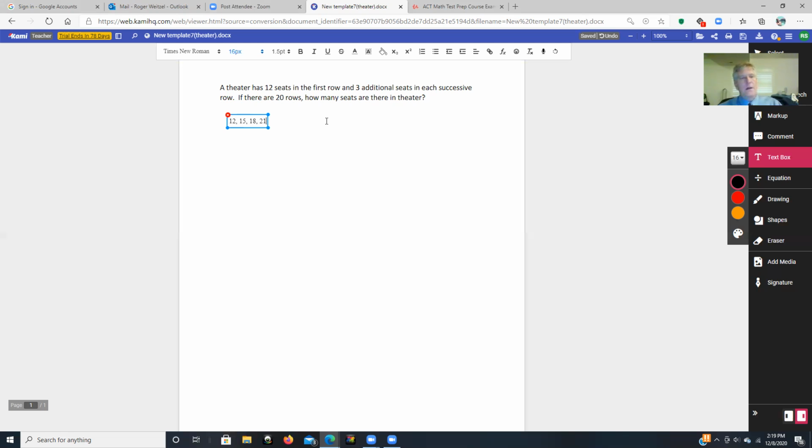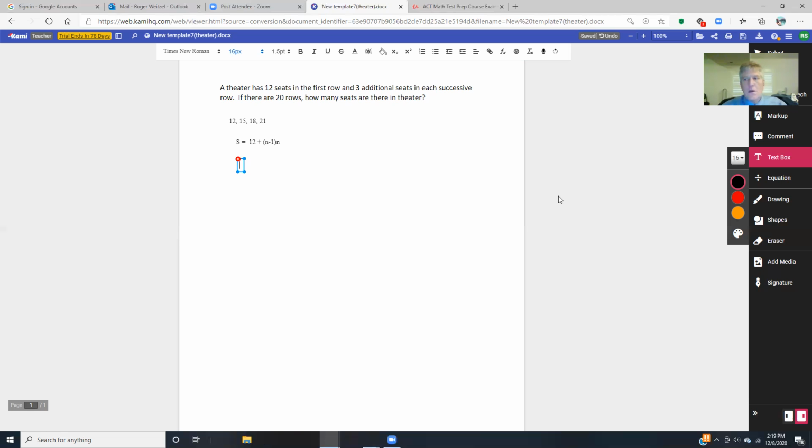Well, this is called an arithmetic sequence. And we can say that the number of seats in any row is going to be equal to, in the first row, there's 12, and then we're going to add that to n minus 1 times the number of the row we're on. So let's just see if we can get the correct answer doing this.